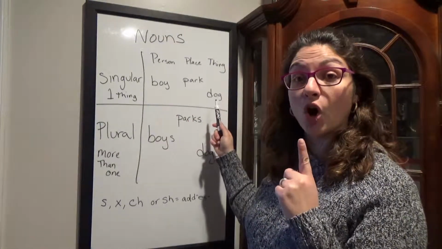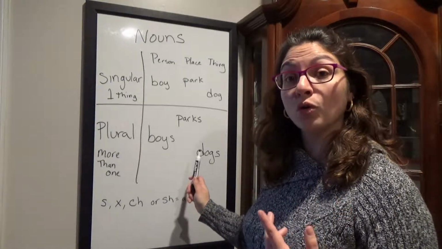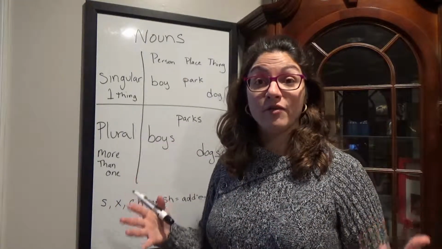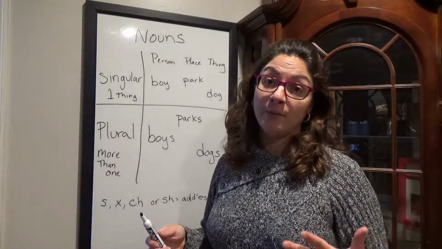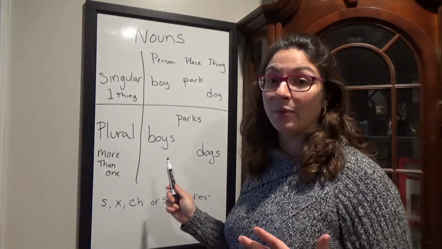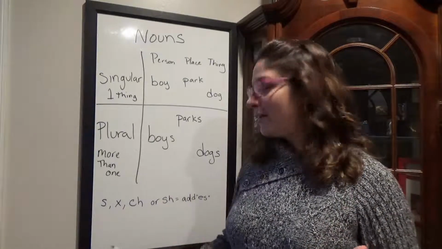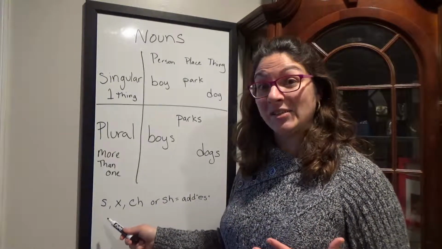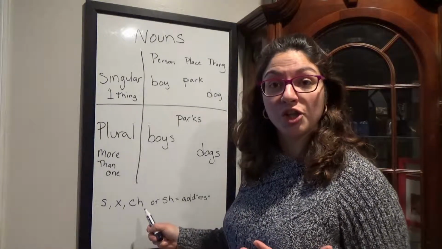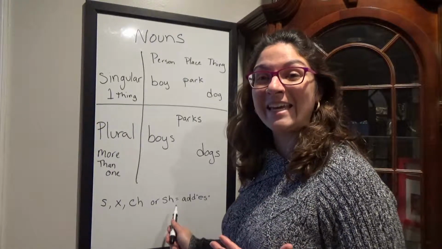So if we have one dog, it's singular. But if we have many dogs, it's plural. Plural tells us there is more than one of those items. Most of the time with nouns, all we're going to do is add an S to the end, like in these examples. But sometimes we have some really weird words. English is hard. If the word ends in S, or X, or CH, the ch sound, or the sh sound, we're going to add ES.